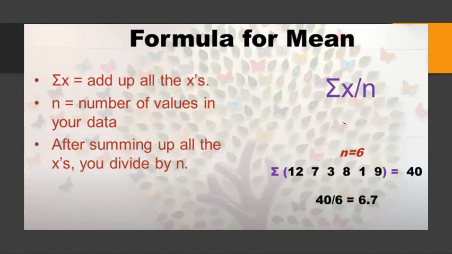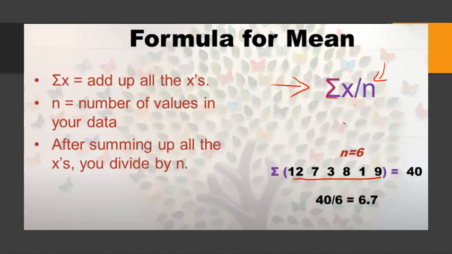Okay, now let's put it together for the mean. So basically right here, this is the formula for the mean. We have that one Greek symbol, capital sigma, x over n. So what does this mean? Well, the x's are all the data values. So your list of data. Let's pretend we have a data set and these are the values. So that's all x is, just your data values. And then n is the number of data values in your data.